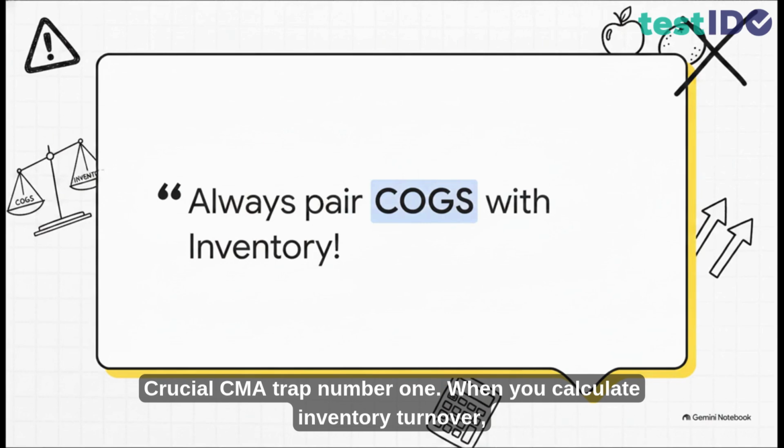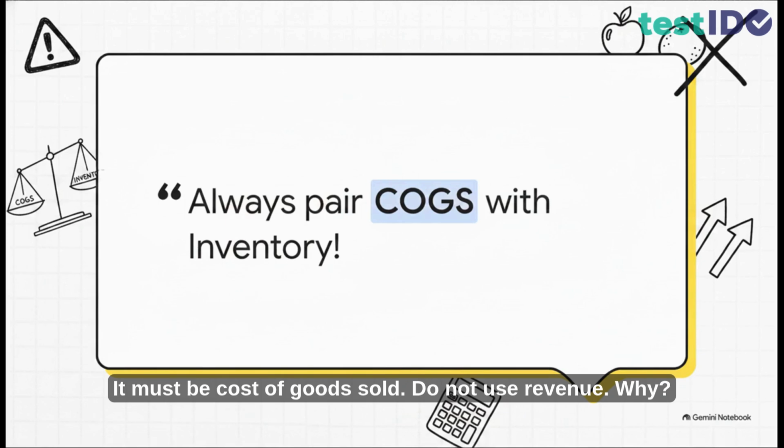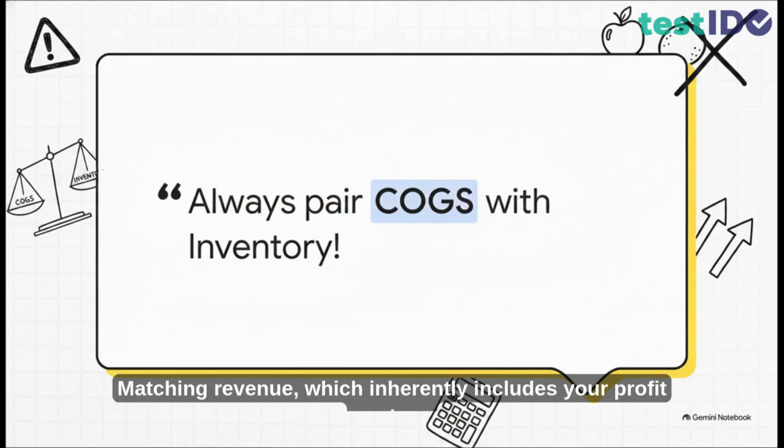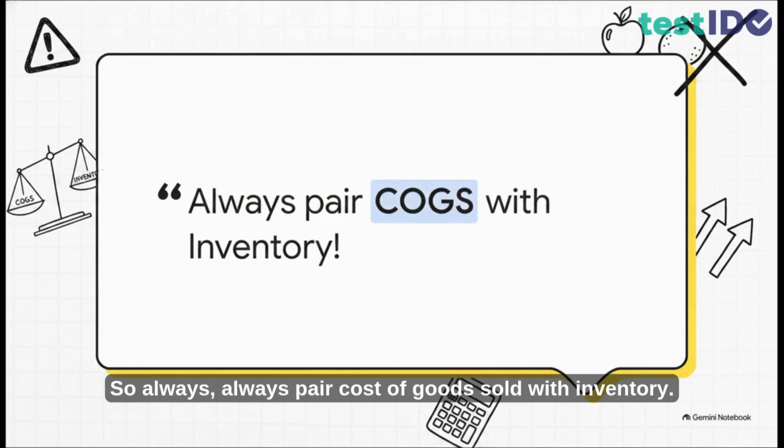When you calculate inventory turnover, you have got to look very closely at your numerator. It must be cost of goods sold. Do not use revenue. Why? Well, because inventory is recorded at cost on the balance sheet. Matching revenue, which inherently includes your profit markup, against your inventory at cost will completely distort the ratio. You're comparing apples to oranges. So always pair cost of goods sold with inventory.